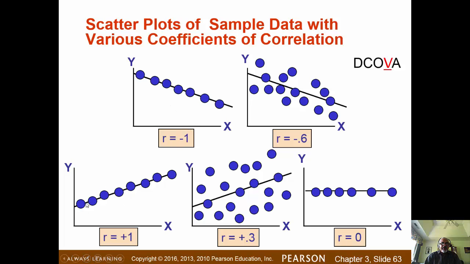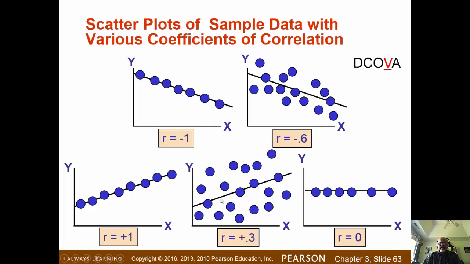So this example tells us where R is positive 1 because there is a positive sloped line and all the points are smack on the line. So here the points are kind of clustered around the line, but not right on the line, and it is negative. So R is more like minus 0.6 or in that neighborhood.